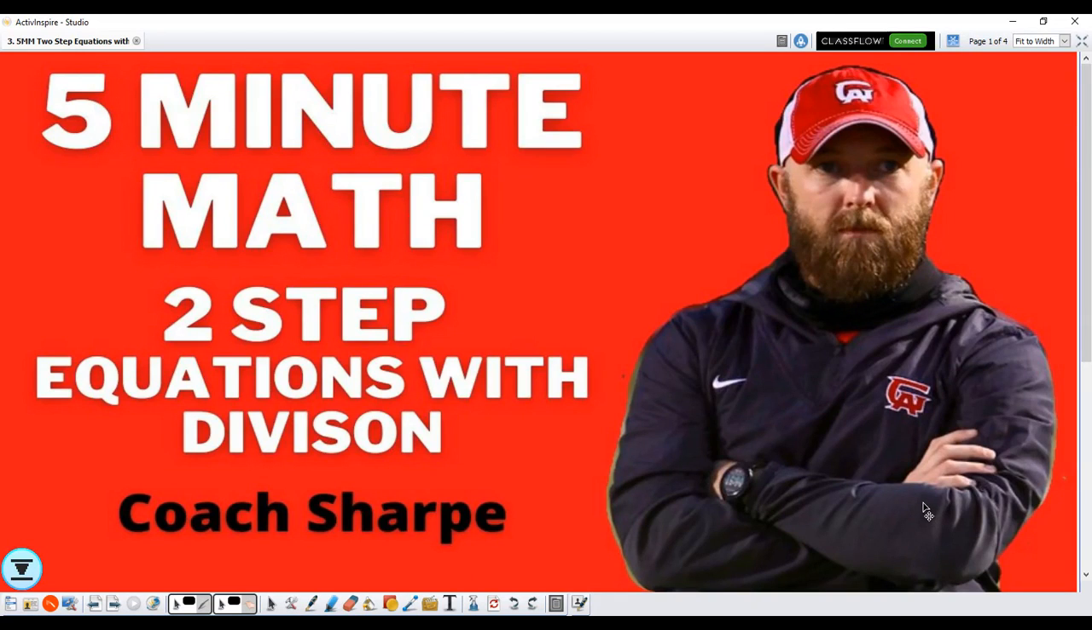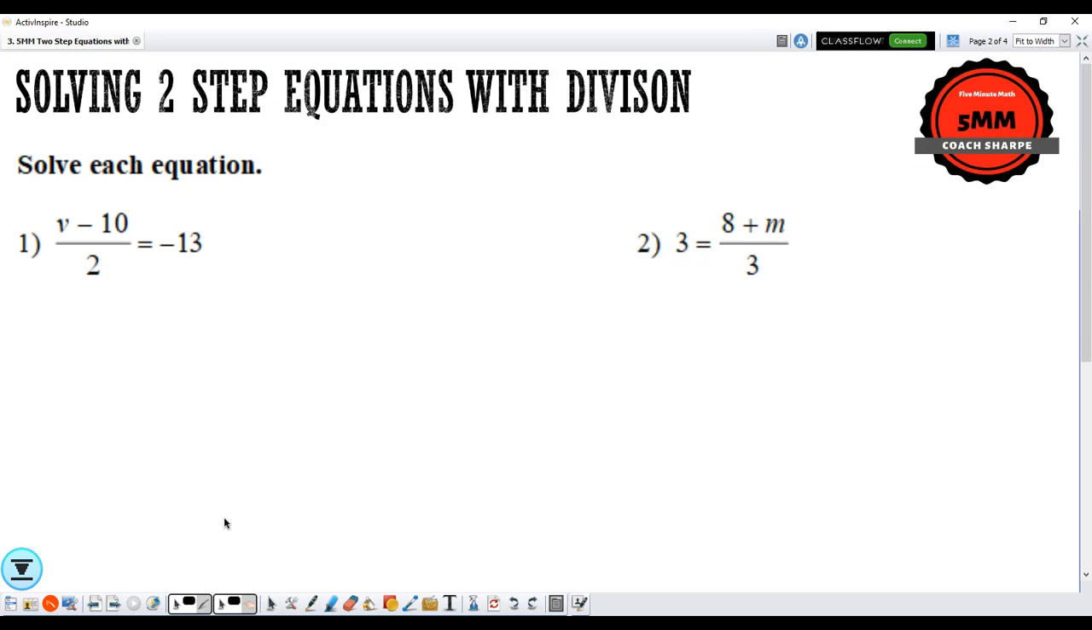Today we're going to look at two-step equations with division. Okay, so this is the exception to the rule when solving two-step equations. On most of them, you want to start by adding or subtracting first and then multiplying or dividing.